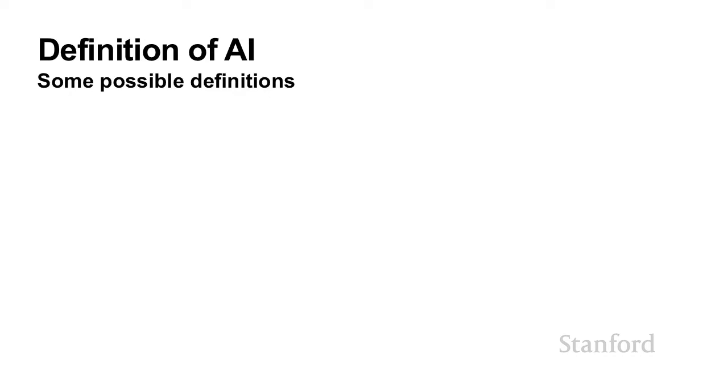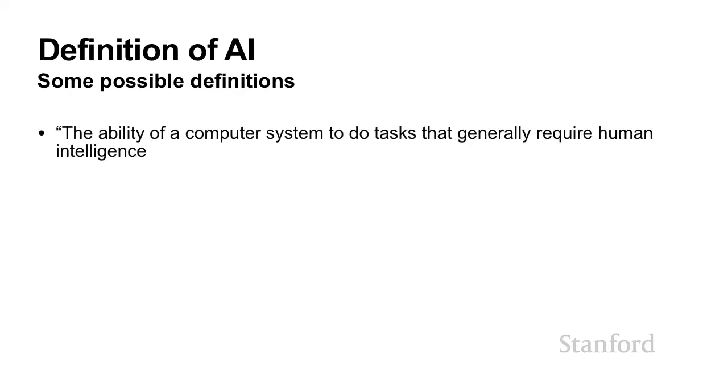The first potential definition that we'll examine is it's the ability of a computer system to do tasks that generally require human intelligence. Let's talk about the strengths and weaknesses of this definition. It's good because it kind of captures the essence of artificial and intelligence. It's artificial because it's a computer system, and it's intelligent because it does tasks that require human intelligence. This definition is very intuitive, and it seems to encompass all of the things that we had previously listed as examples of AI. But the problem with this definition is it's a little bit too general and too broad.